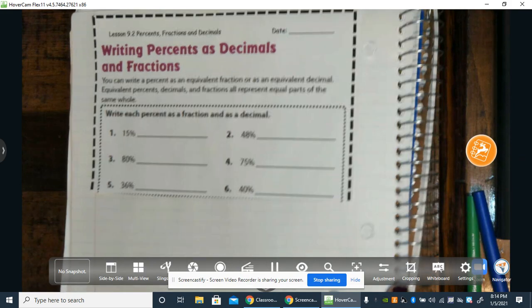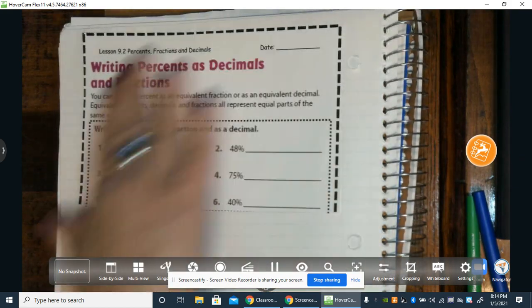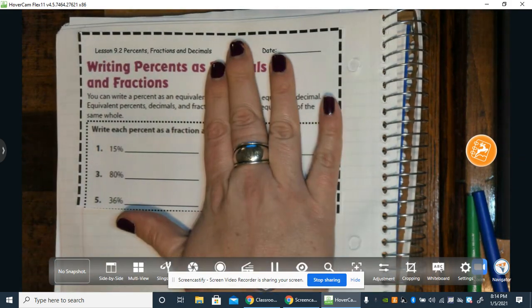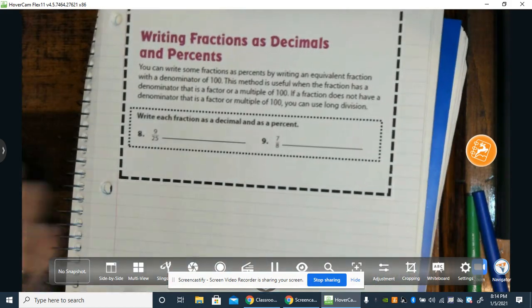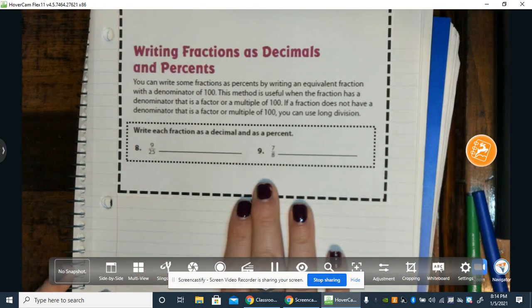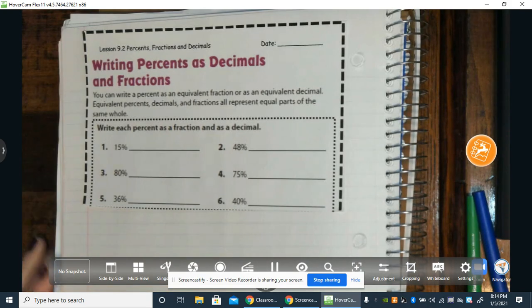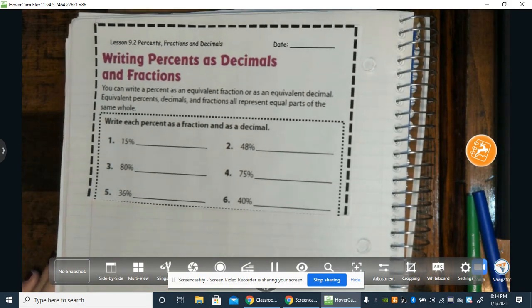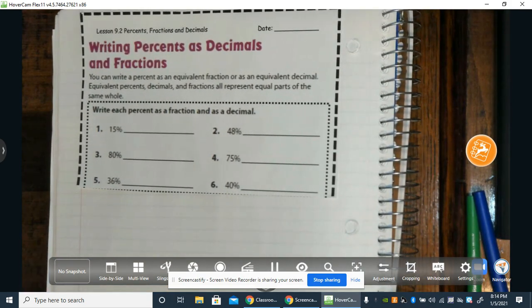All right, as you see, I've taken my 9.2 notes. I've cut it down here in the middle, put this on my left page, and on my right page, I put the other half. So we're going to talk about writing percents as decimals and fractions, because percents, fractions, and decimals are all equivalent forms of the ratio, just showing different ways to represent it.